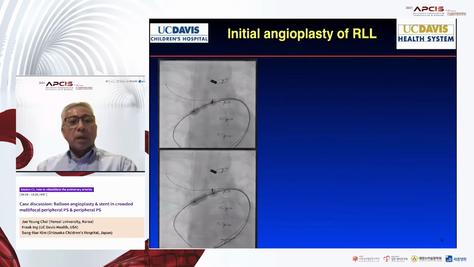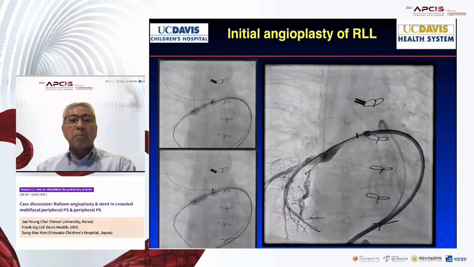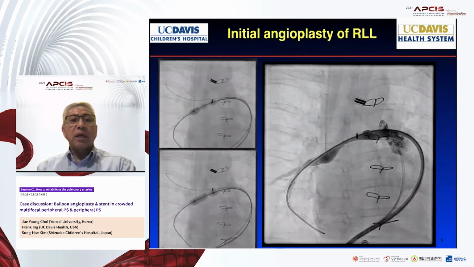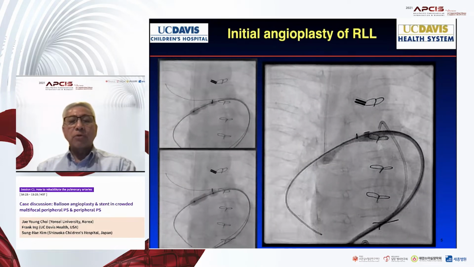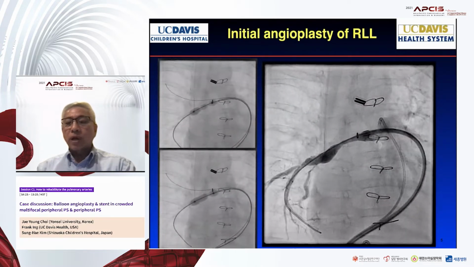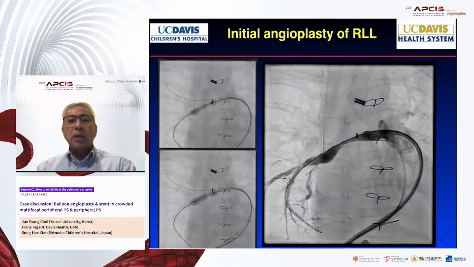So again, we started with angioplasty first. At this point, we thought that this patient basically had the lower lobe and the middle lobe. The upper lobe is gone, but you can see how even with angioplasty, you don't have a lot of good results here. Look how small the distal vessel is. The parenchymal blush is very poor. So we know that this lung is not well developed.